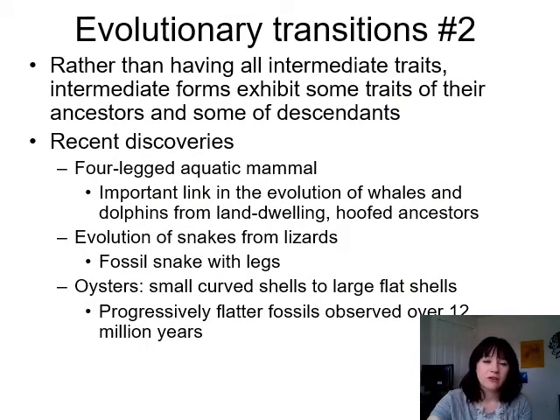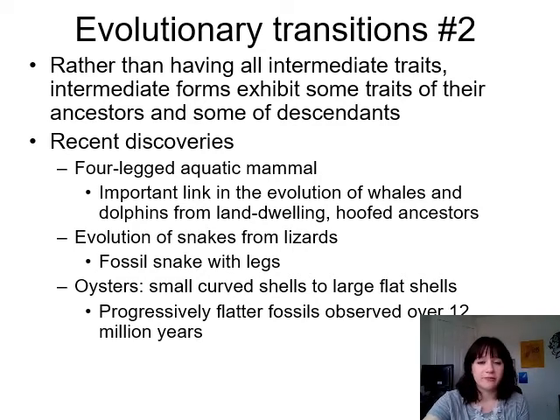So it's not necessarily that they may have an intermediate trait, for example, only half of its mouth is full of teeth, or maybe they're only tiny teeth. It's more that they would have a mixture of traits. Some parts of the body may appear more like the original ancestral species, and other parts may look more like what they eventually evolve into.